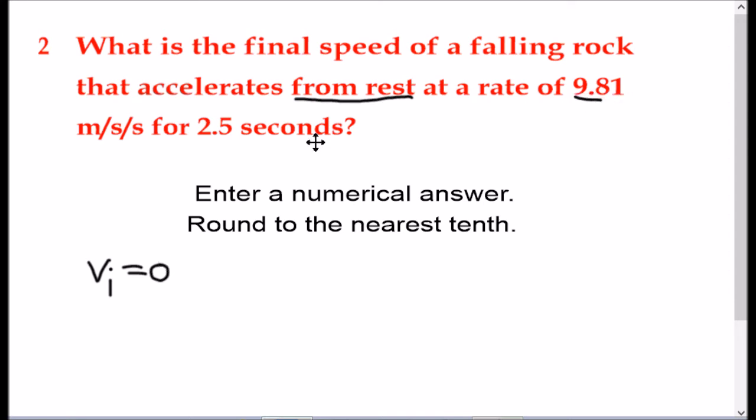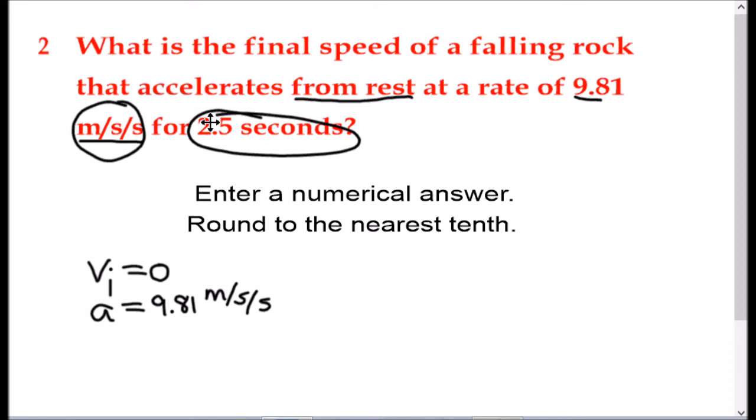This is the rate of acceleration. Now, it says right here a rate of 9.81 meters per second, so it's pretty obvious. But sometimes the information is a little bit more inferred than that. And if that's the case, I really recommend just focusing in on the units. Look for the units that go with the number, and that'll tell you what the variable is. So in this case, the rate of acceleration is 9.81 meters per second. And then the time is 2.5 seconds.